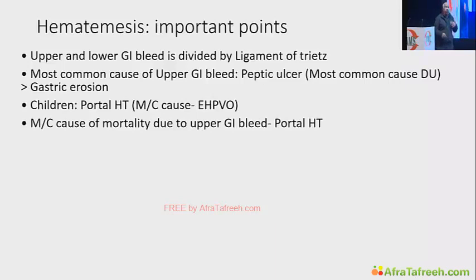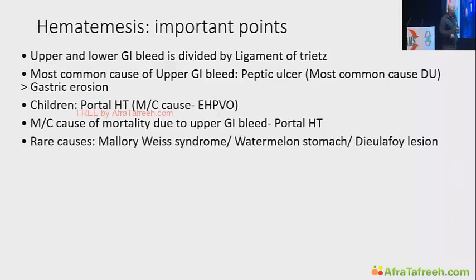Most common cause of mortality due to upper GI bleed is portal hypertension. Most common cause is duodenal ulcer, but they don't cause death. The cause of death is portal hypertension. Though it's only 20% of upper GI bleed, not the most common, but for mortality, the most common is portal hypertension. Other rare causes, that's not important.